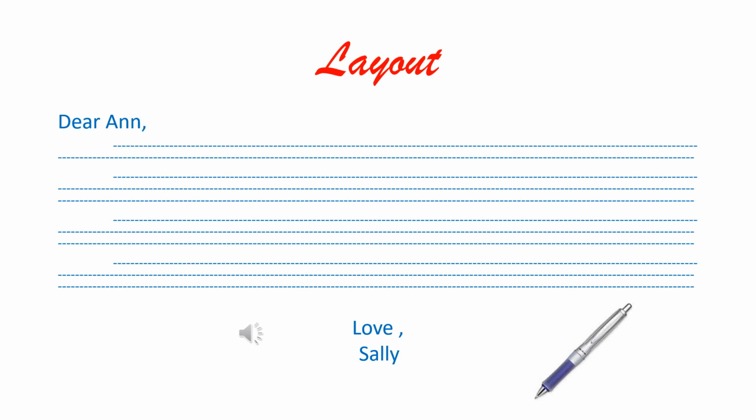Layout is very important when you write a friendly letter. So we started here by using Dear plus first name, Dear Anne, followed by a comma. And then we used indented paragraphs. It means that we left space at the beginning of each paragraph. Then finally, we use the signature in the middle of the page, love followed by a comma, then under love, the first name, Sally.